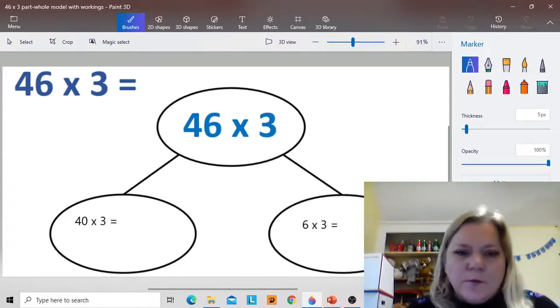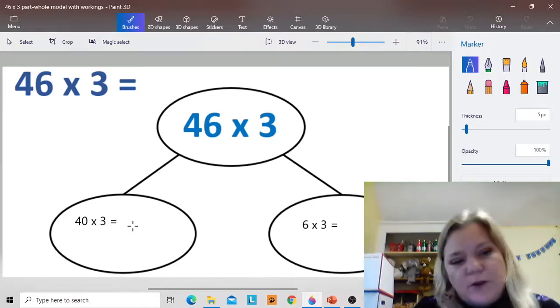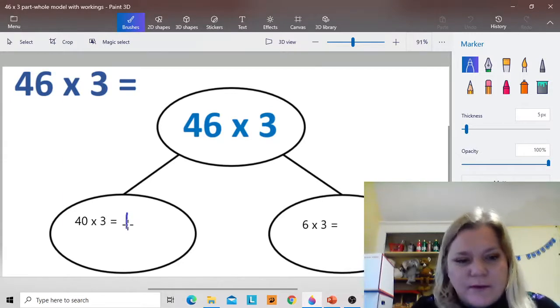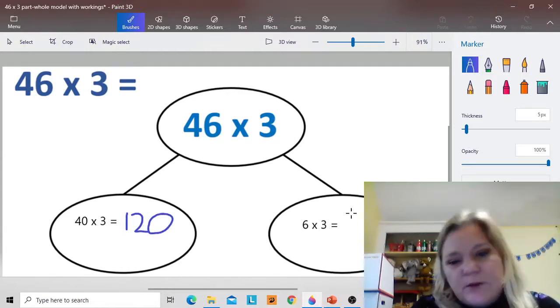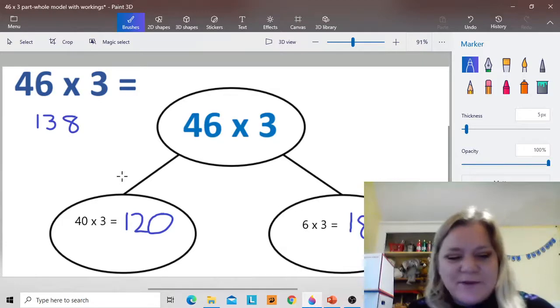Okay, so when you've partitioned the numbers, 46 becomes 40 and 6, and you multiply them both by 3. So 40 times by 3, well, we know that 4 times 3 is 12. So 40 times by 3 is 120. And 6 times by 3 is 18. So if we add these together, we get 138. I wonder if you got that right. Give yourself a pat on the back if you did.